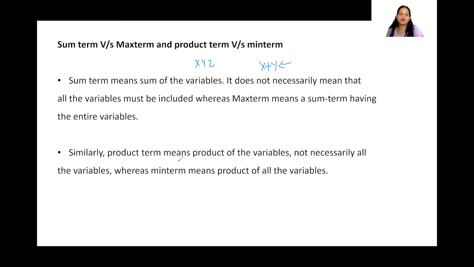Similarly, a product term means product of variables. If I say xy, this is a product term. Suppose the variables are x, y, z. Z is missing here, so we cannot call it a min term, okay? Because a min term means product of all the variables. So that is the difference between a sum term and a max term, and a product term and a min term. Okay, I hope this is clear, students.